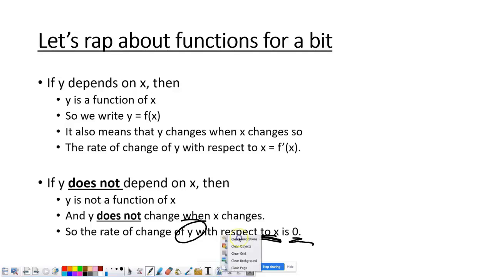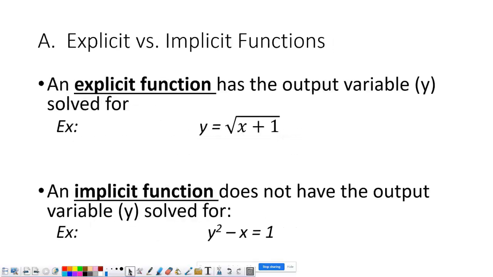So there you have it. So keep those facts in mind. We're going to build on those and use those in a minute. But just some information about what it means for something to be a function. Okay? So let's talk about a new topic here. So today we're learning how to find the derivatives of implicit functions.